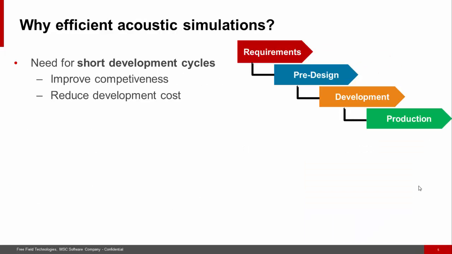So we have seen why we need simulations, but simulation needs also to be efficient. We can identify two reasons for this. The first one concerns the development cycle, which shall be as short as possible. Indeed, a short development time allows us to be more competitive as we reach the market before the competition, and it allows us to reduce the development cost.